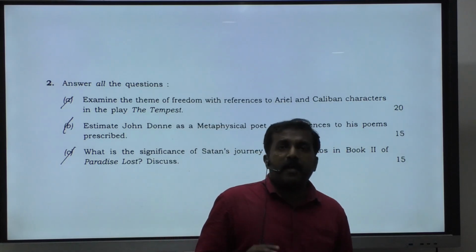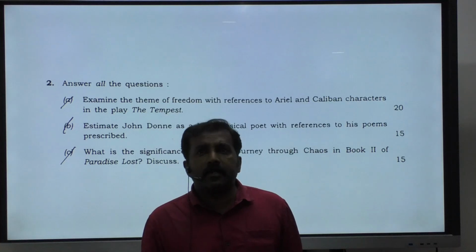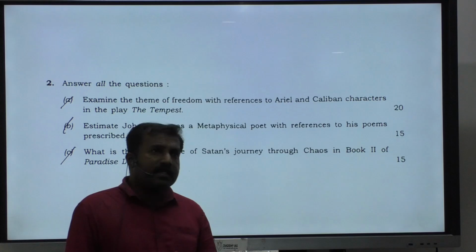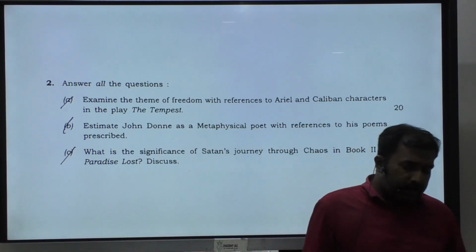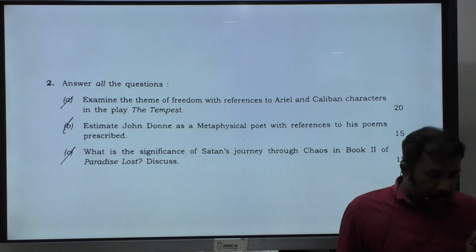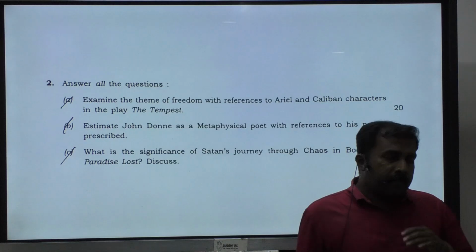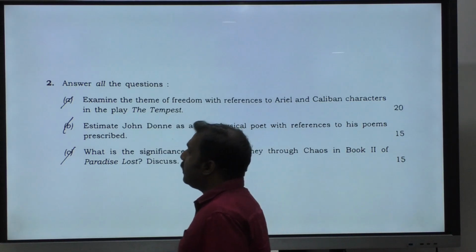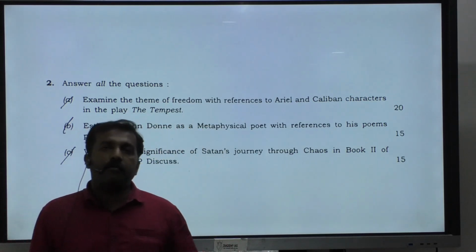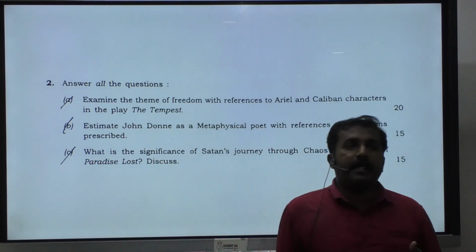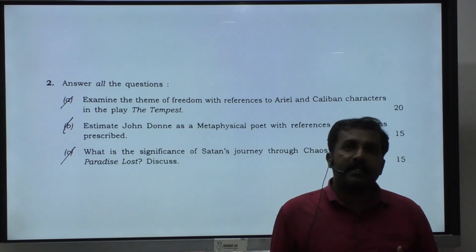So there are 5 poems in the UPSC syllabus: The Canonization, The Relic, Death Be Not Proud, To His Mistress Going to Bed. All these are different important poems. So these poems we have to give. Actually, the question is for 15 marks, and the answer is for 15 marks. So we have to concentrate on all these poems and how the poet explained the metaphysical.